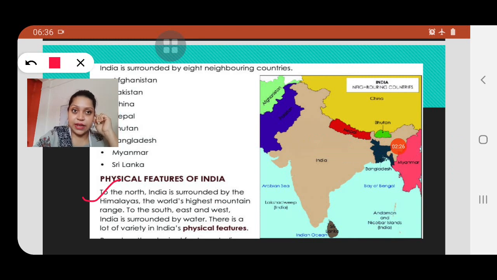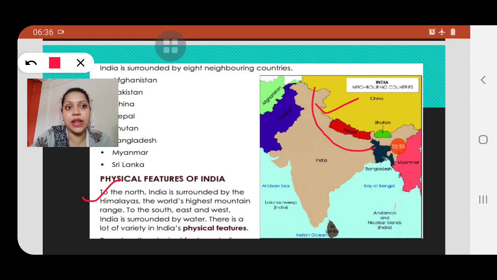to the north, India is surrounded by the Himalayas, the world's highest mountain range. To the south, east and west, India is surrounded by water. There is a lot of variety in India's physical features. To the north, you will find children the Himalayas, and to the south, east and west, it is surrounded by water.